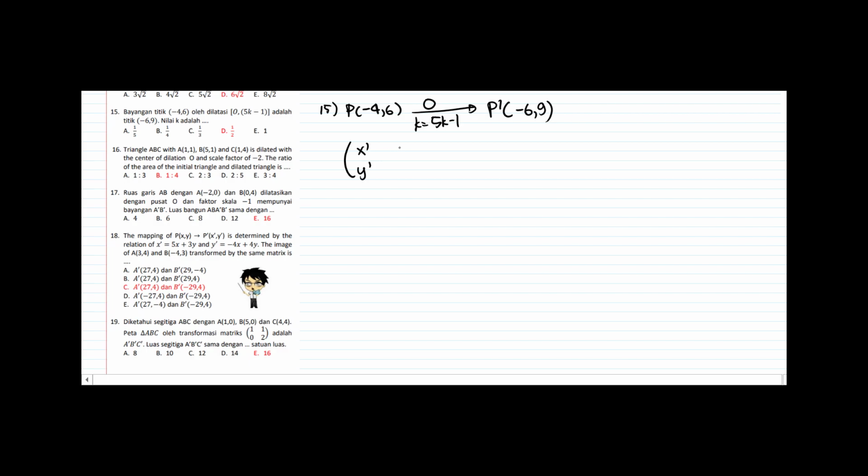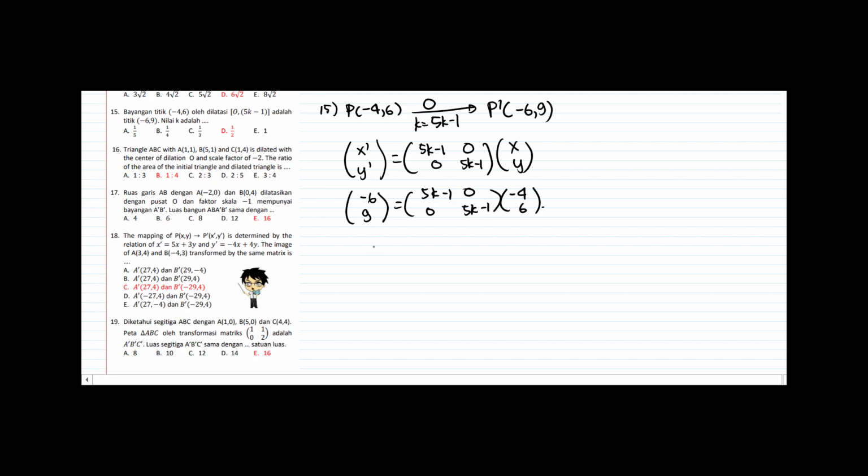X-axis, Y-axis, no center, so k0, 0k, the matrix, and then times with x y. Put the x-axis and y-axis: x-axis negative 6, y-axis 9. And then we have to put the x and y also, negative 4 and 6. Okay, times it, negative 6 and 9 equals, times with negative 4, negative 20k plus 4, 30k minus 6.